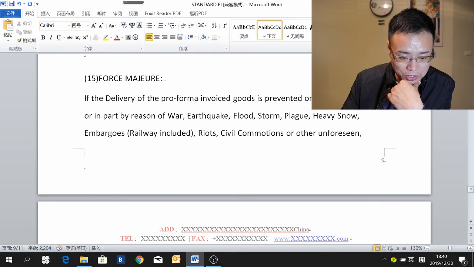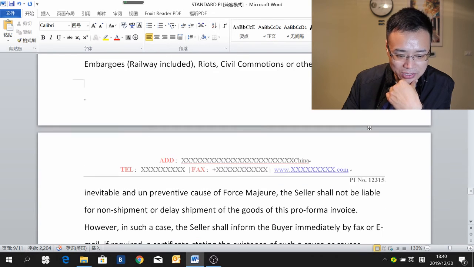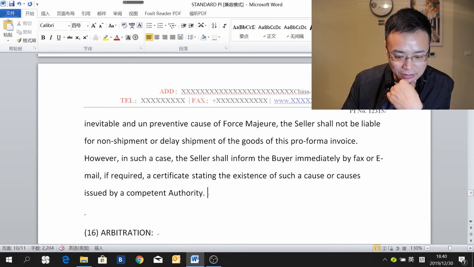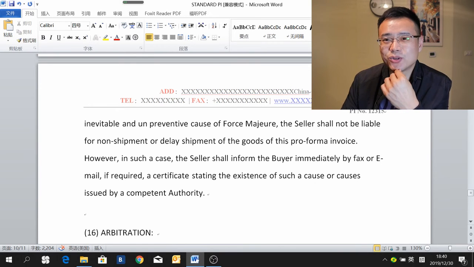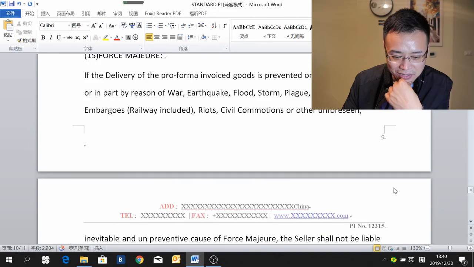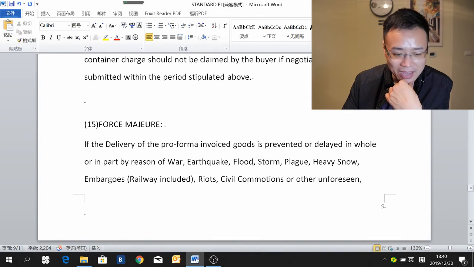Okay, next one, force majeure. You don't have to understand what that is. Basically, just copy the same term. For my last 12 years of trading experience, I have never met this before. I've never met such a situation. So I just basically copy and paste the same term on each PI.